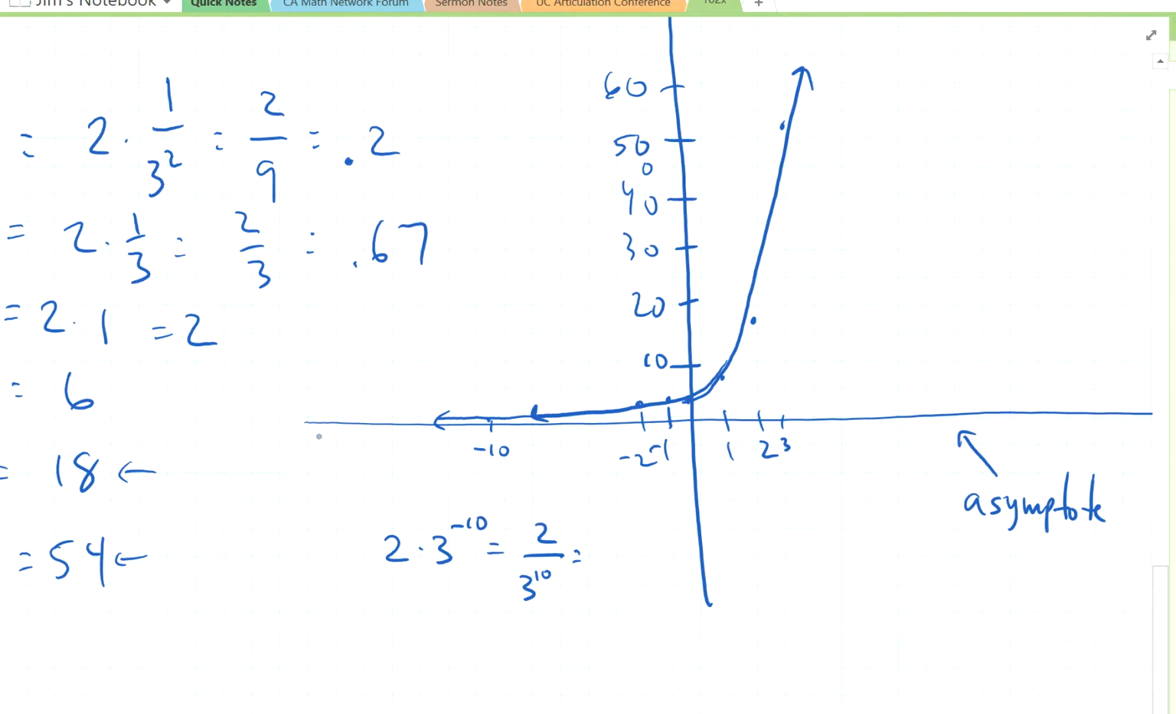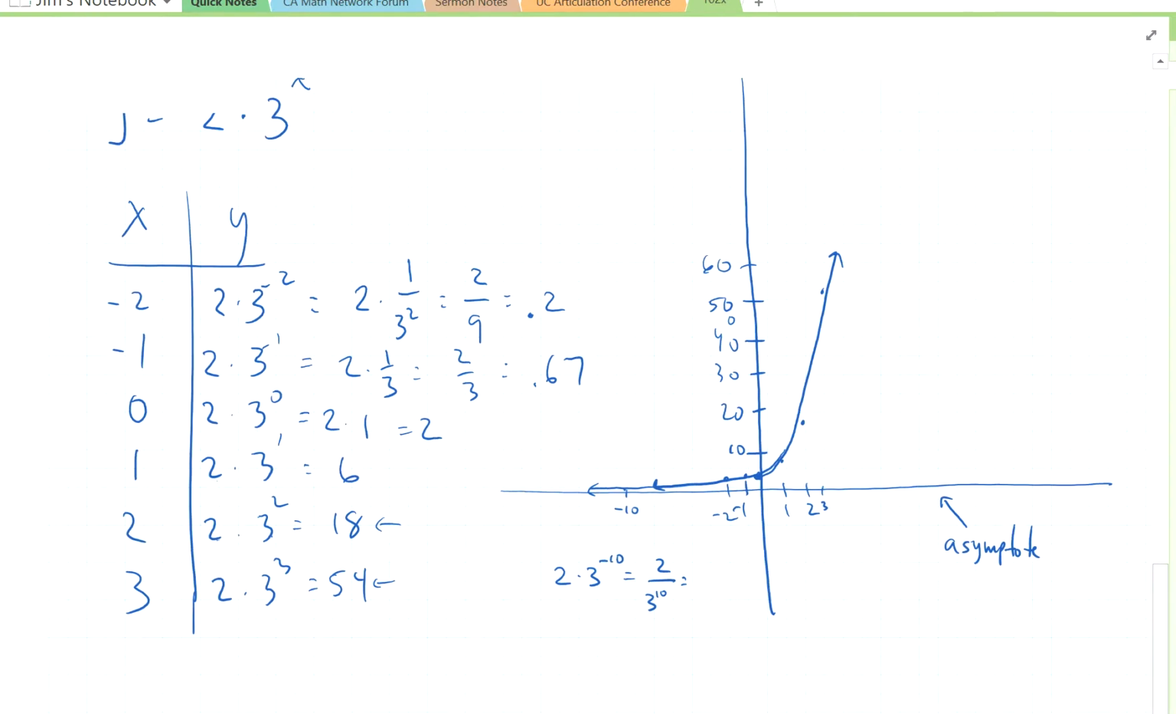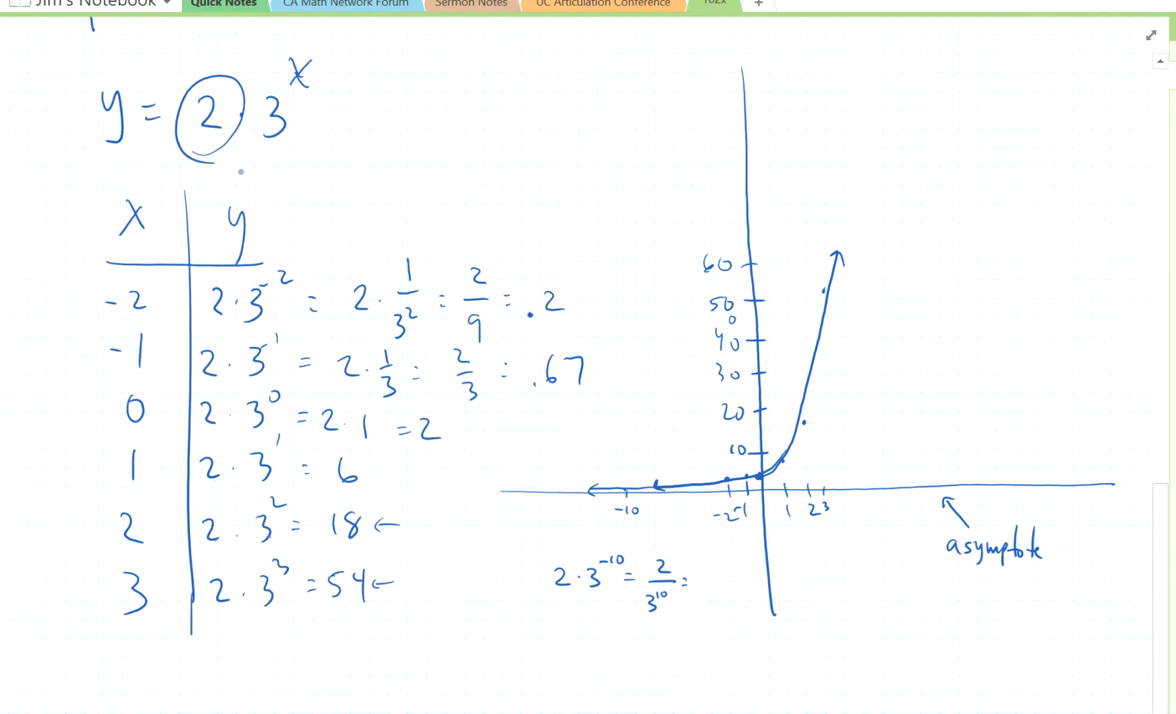And then this right here, notice what that number is. That is this number right here. Because when you plug in 0, you get 3 to the 0, which is going to be 1 every time.